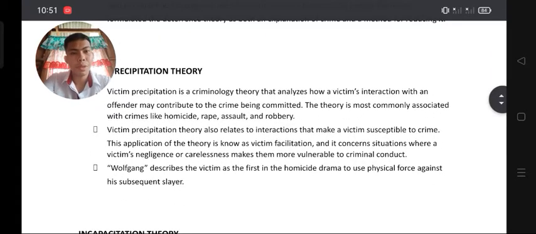Victim precipitation theory. Victim precipitation is a criminology theory that analyzes how a victim's interaction with an offender may contribute to the crime being committed. The theory is most commonly associated with crimes like homicide, rape, assault, or robbery. Victim precipitation theory also relates to the interactions that make a victim susceptible to crime. This application of the theory is known as victim facilitation, and it is concerned with situations where victims' negligence or carelessness makes them more vulnerable to criminal conduct.